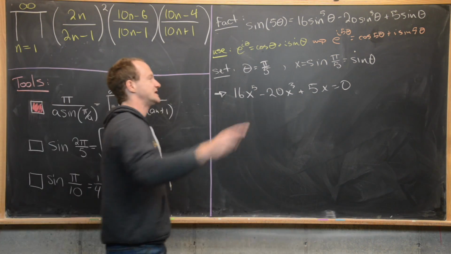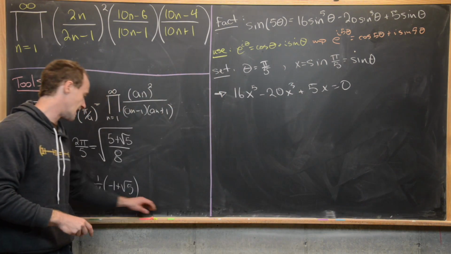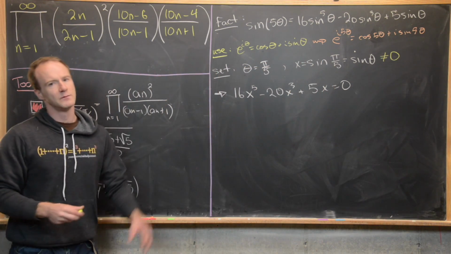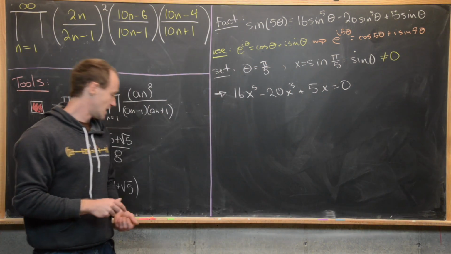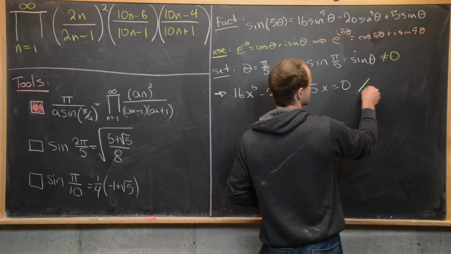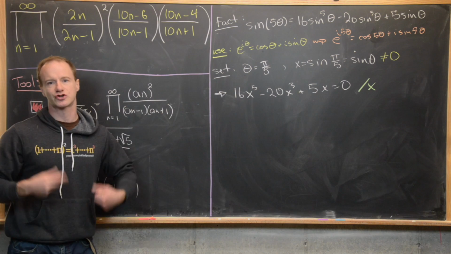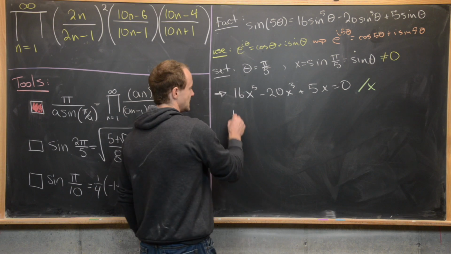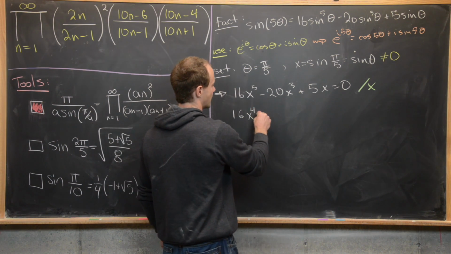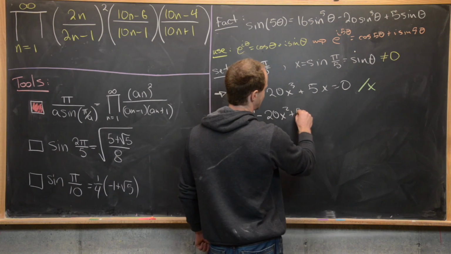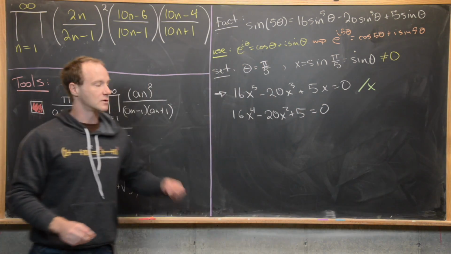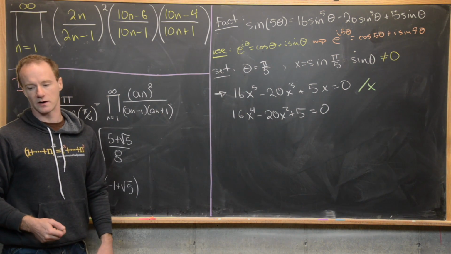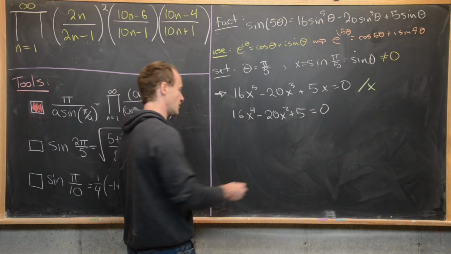Notice, since we set x equal to sine pi over 5, we know that sine pi over 5 is not equal to 0 because we know exactly what the roots of sine are. That means that we can divide this whole thing by x without destroying our goal of calculating the sine of pi over 5. So we divide this equation by x. That's going to leave us with 16x to the 4th minus 20x squared plus 5 equals 0. In other words, we have a quadratic polynomial whose variable is x squared. So we can apply the quadratic formula to this.